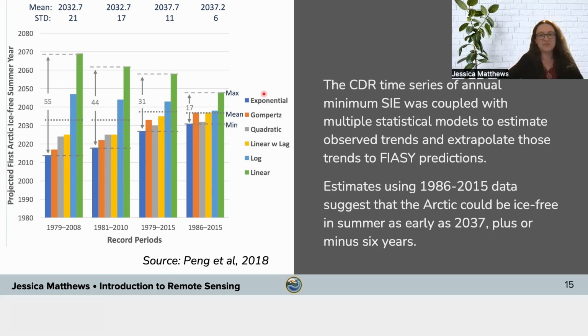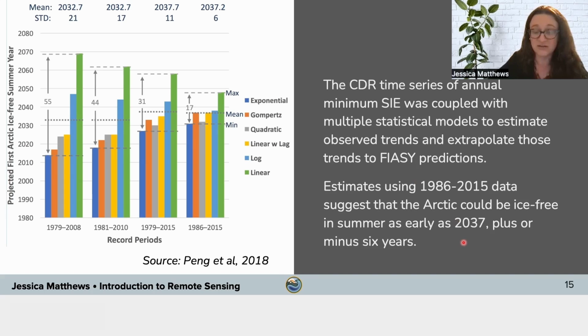The figure on the left demonstrates what we found. We were looking at different time series lengths to see how that would influence the FIASI projection. And as you can see, as we move towards the most recent data, which at the time of this work was 1986 to 2015, it appeared that the different statistical models that we were examining were beginning to converge and start to agree on when that first Arctic ice-free summer year may occur.